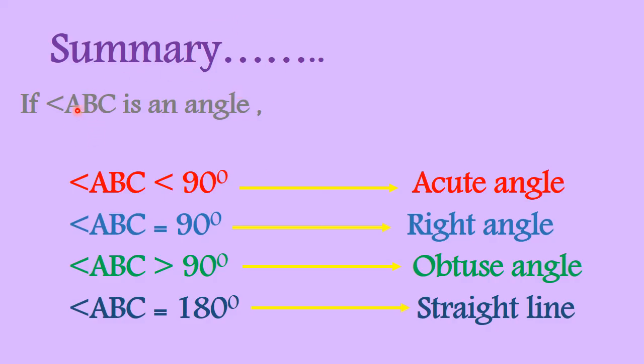Summary: if angle ABC is an angle and its size is less than 90 degrees, it is called an acute angle. If the size of angle ABC equals exactly 90 degrees, it is called a right angle. If the size of angle ABC is greater than 90 degrees, it is called an obtuse angle. If the size of angle ABC equals 180 degrees, it is called a straight line.